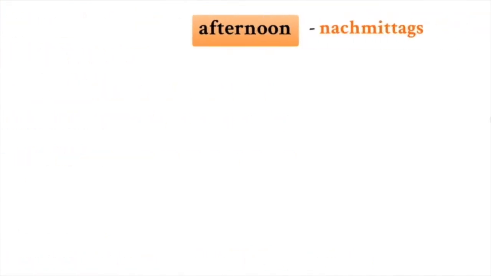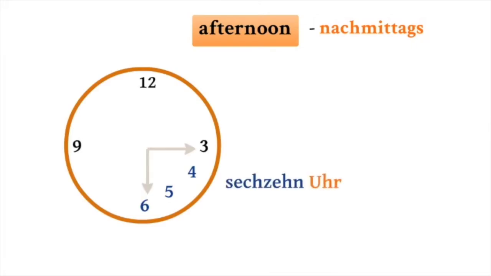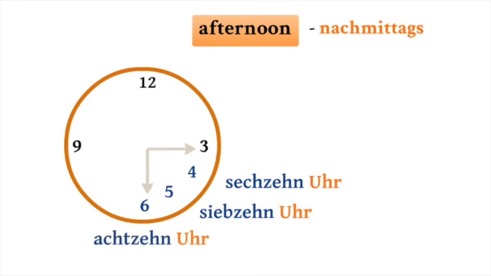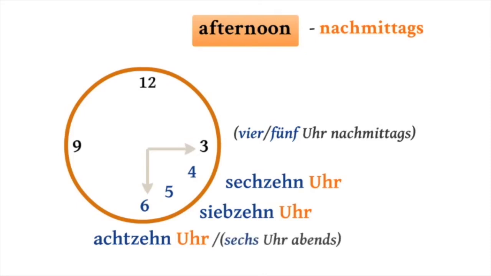We will still continue with in the afternoon, nachmittags. Here we have 4 o'clock, which is 16 Uhr, 5 o'clock, 17 Uhr, and 6 o'clock, 18 Uhr. For 4 and 5 o'clock, you can also use the term 4 Uhr nachmittags or 5 Uhr nachmittags. But for 6 o'clock, you have to use 6 Uhr abends, which can be translated as 6 o'clock in the evening.